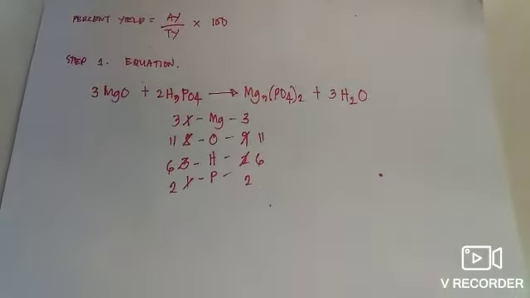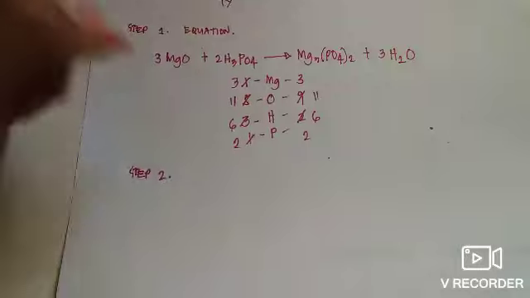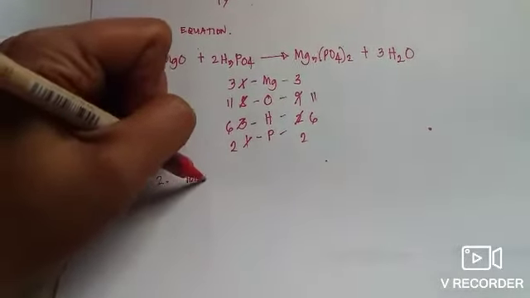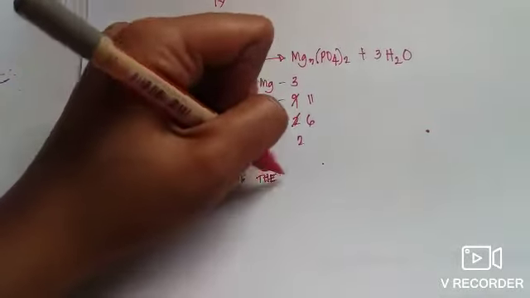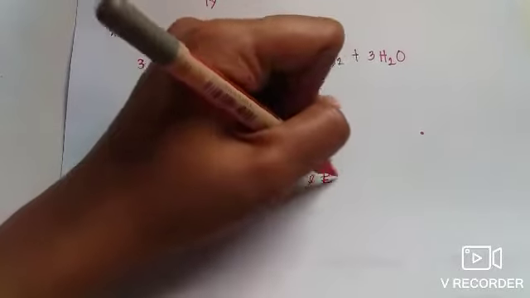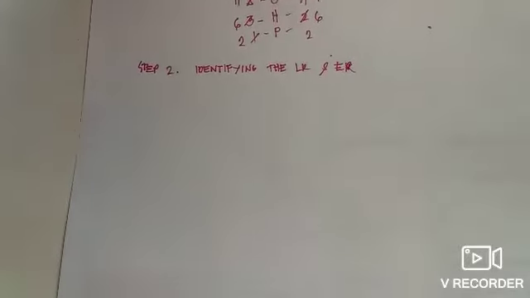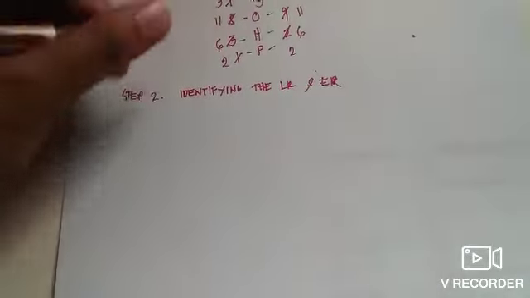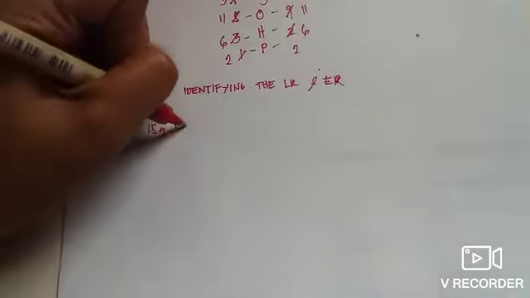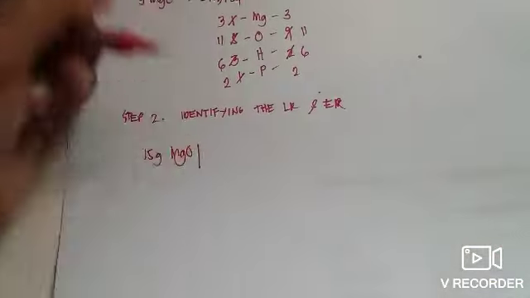Since the equation is balanced, let us go with step 2. It is identifying the limiting reactant and the excess reactant. So the given, we have 15 grams of MgO, to the product.